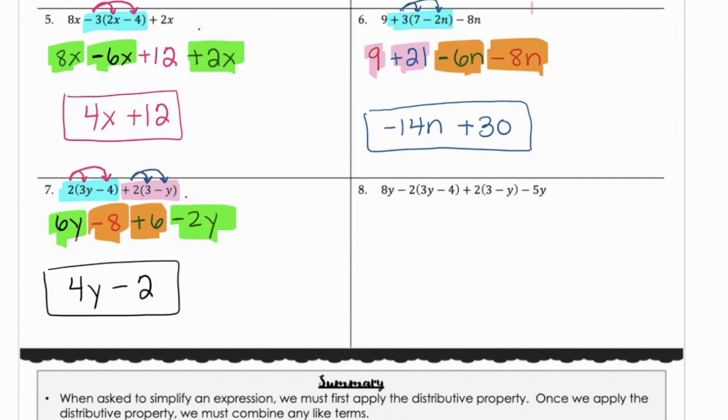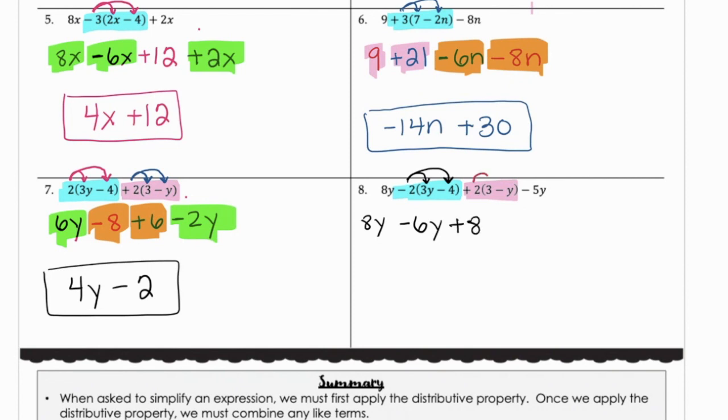For number 8, last one, look for your distribution first. So I'm going to highlight. I see my distribution here, and I see my distribution here. So again, double distribution, but we do have extra pieces along the way. So I'm going to start dropping those things down. Let's start off by dropping down that 8y. I'm going to distribute that negative 2 to 3y, giving me a negative 6y. Distribute the negative 2 to negative 4, giving me a positive 8.